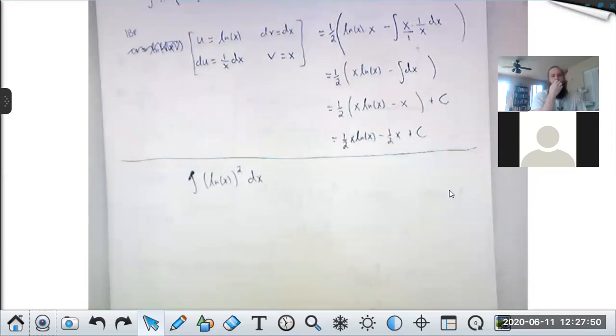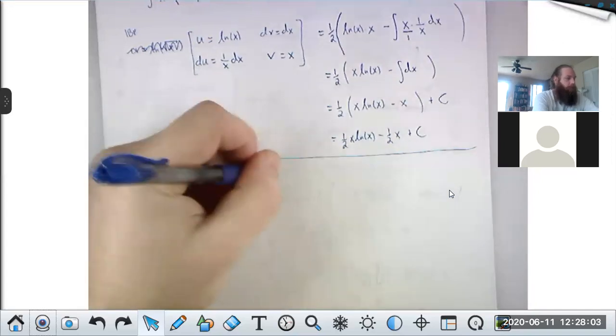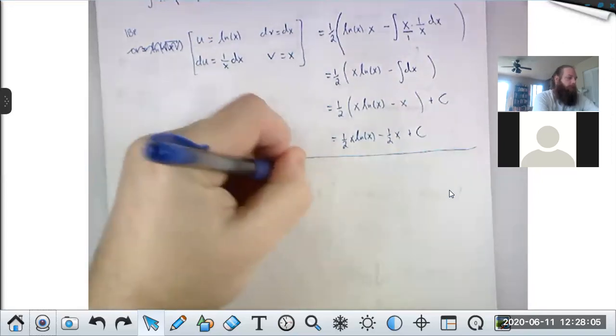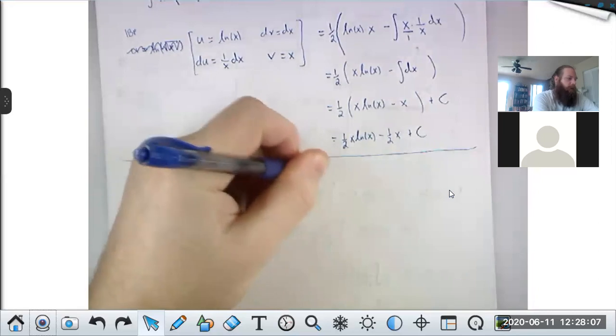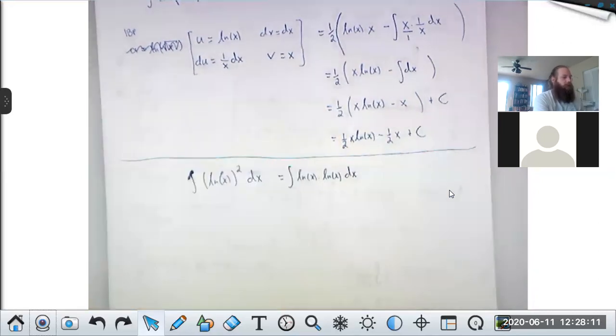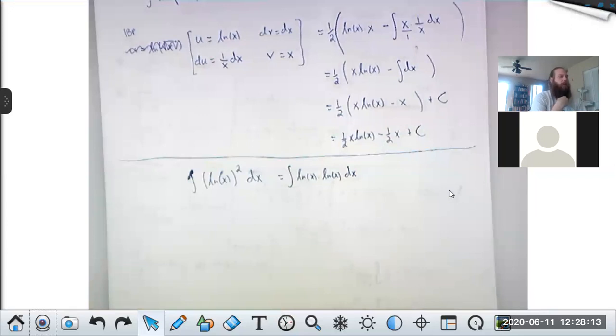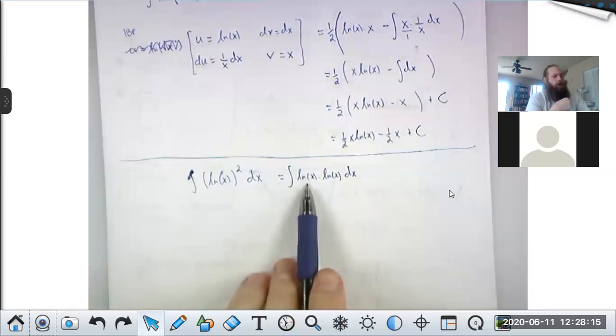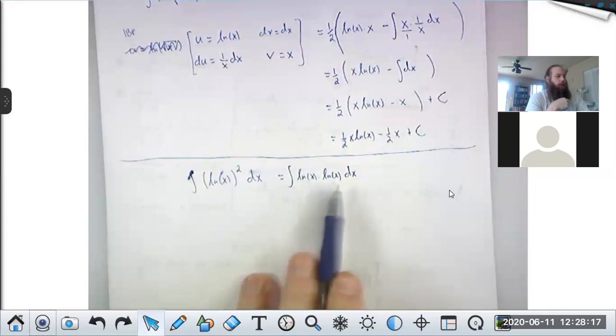This is a slightly more interesting guy. Again, we do have a logarithm. But we also have a function squared, or the whole thing squared, so that makes it a little bit more interesting. Yeah, so remember, this is the same as ln x times ln x dx, right? The square is multiply by itself. So you could pick one of these ln's to be u, and the rest of this to be dv, if you wanted to.